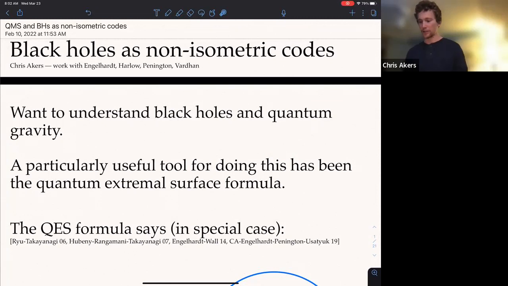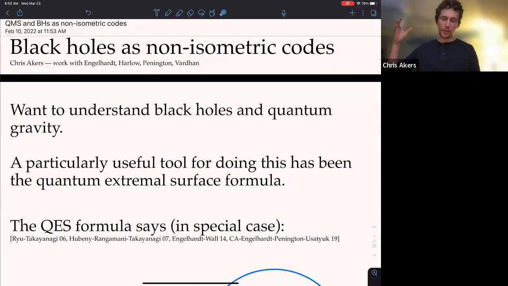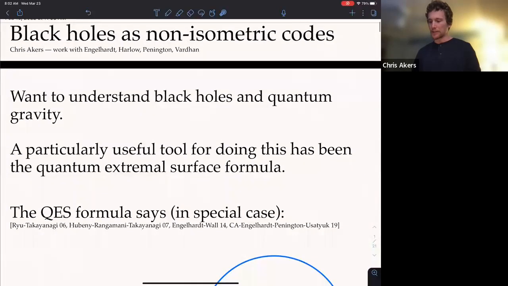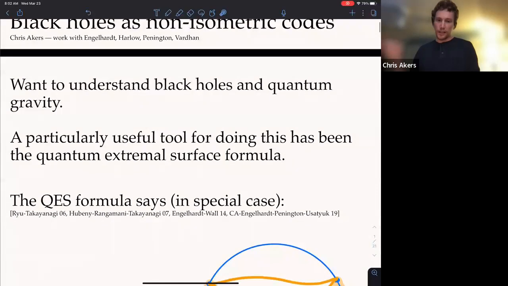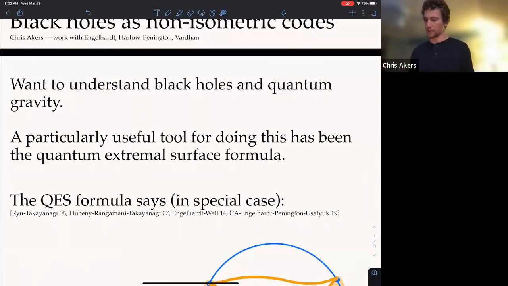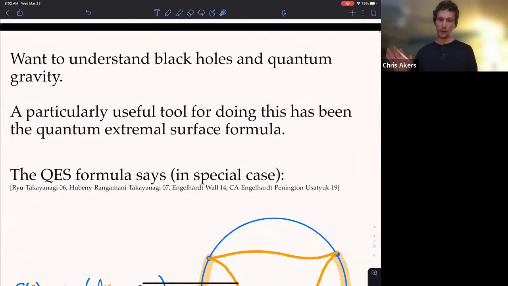Thank you. Yeah, so the big overarching goal of some long-term program is that we want to understand black holes and quantum gravity. And to zoom in a little bit to the topics that we'll be discussing here, a particularly useful tool for doing this has been the quantum extremal surface formula, which says the following thing.